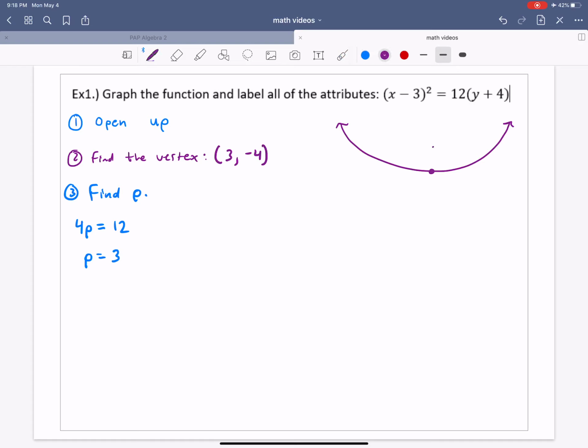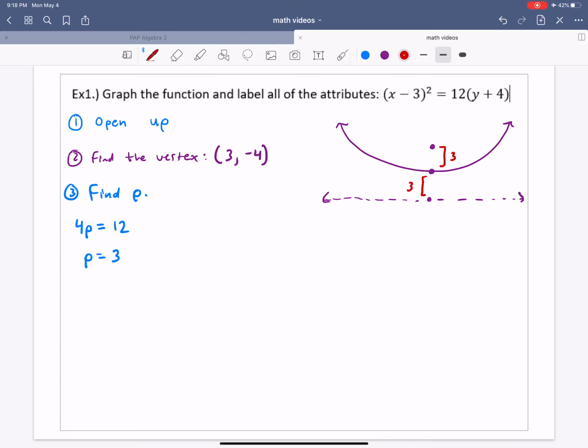the focus is going to be up here somewhere, and the directrix is going to be a line segment out here, where the vertex is equidistant. Now, since we know that p is 3, we know that the focus is going to be 3 units above the vertex, and the directrix is going to be 3 units below the vertex.